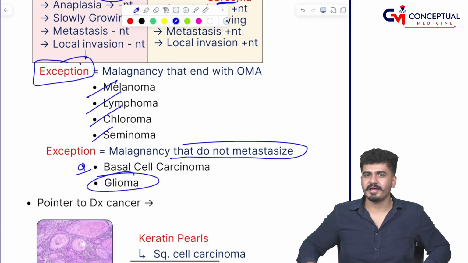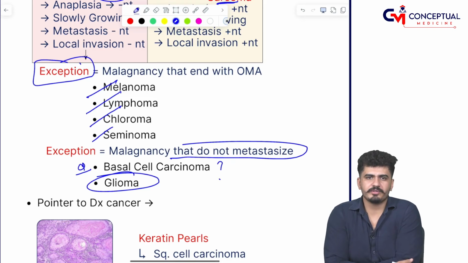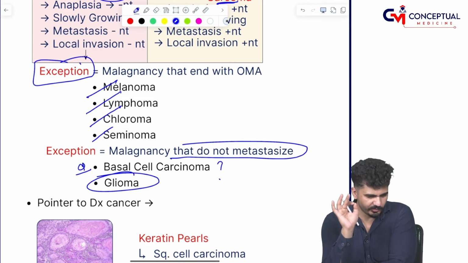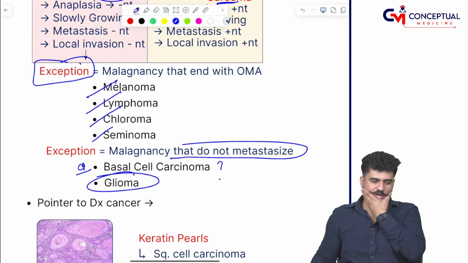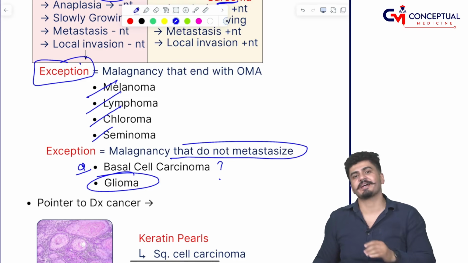Basal cell carcinoma and glioma. Where do you see basal cell carcinoma, sir? Glioma multiforme, you will see in the brain. Okay, nice. But basal cell carcinoma, where are you going to see it, my dear friends? You have to get the answer. What is the most common place where you see it, and what is the other name of basal cell carcinoma?